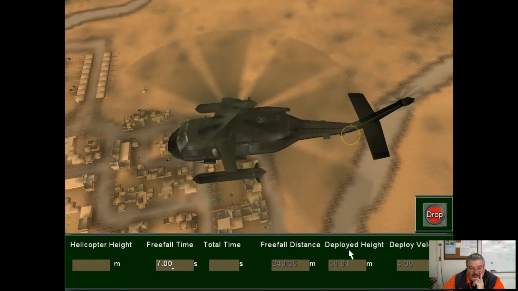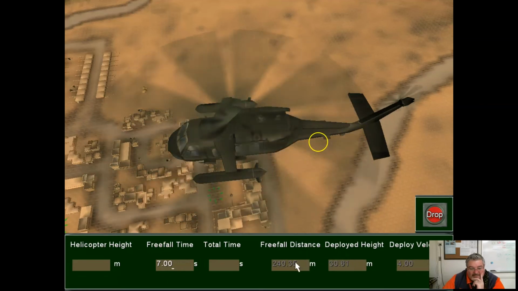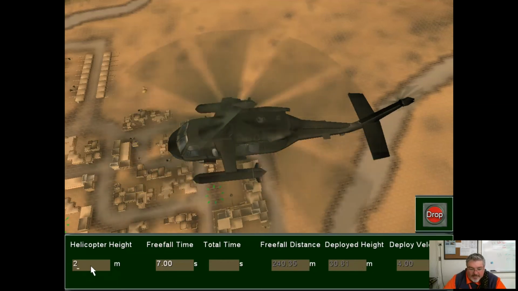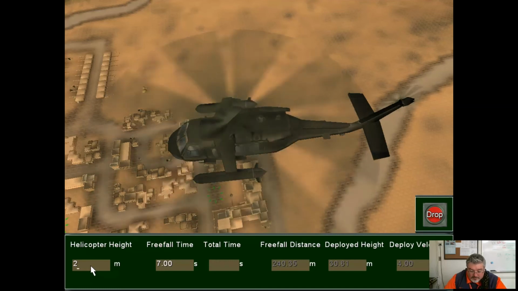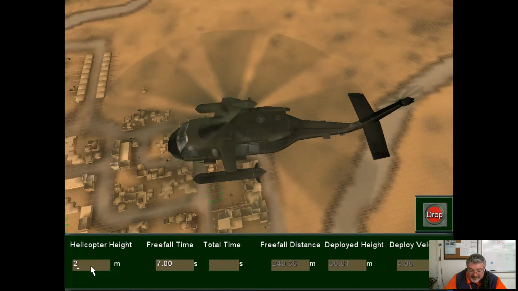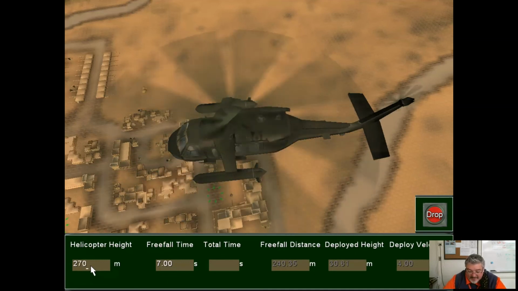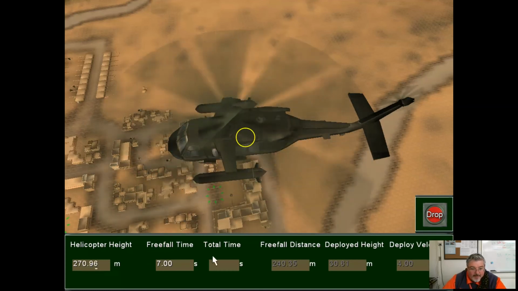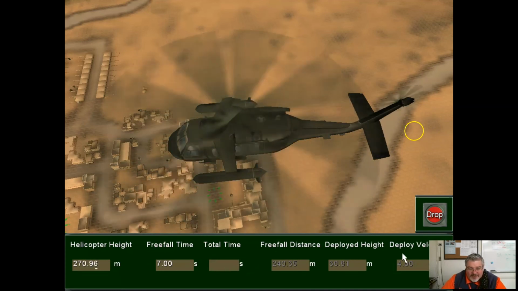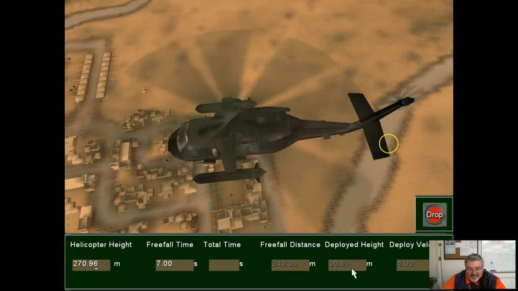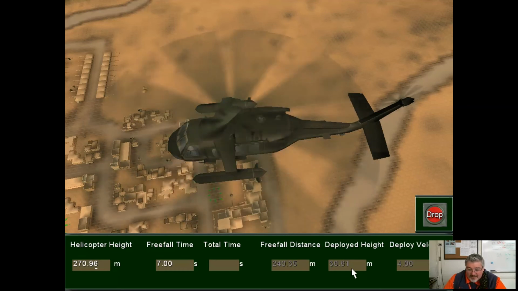I can use my deployed height and my free fall distance, add those together, free fall distance and deployed height, to get helicopter height. 240.35 plus 30.61 gives me 270.96. And then to find total time, this is where we go back over here, deployed height and deployed velocity. Deployed height was 30.61 divided by deployed velocity. That gives me a time, a number of seconds.